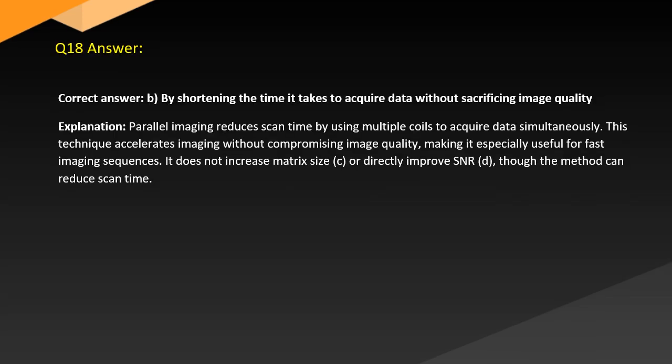Answer. Correct answer, B. By shortening the time it takes to acquire data without sacrificing image quality. Explanation. Parallel imaging reduces scan time by using multiple coils to acquire data simultaneously. This technique accelerates imaging without compromising image quality, making it especially useful for fast imaging sequences. It does not increase matrix size, C, or directly improve SNR, D. The method can reduce scan time.